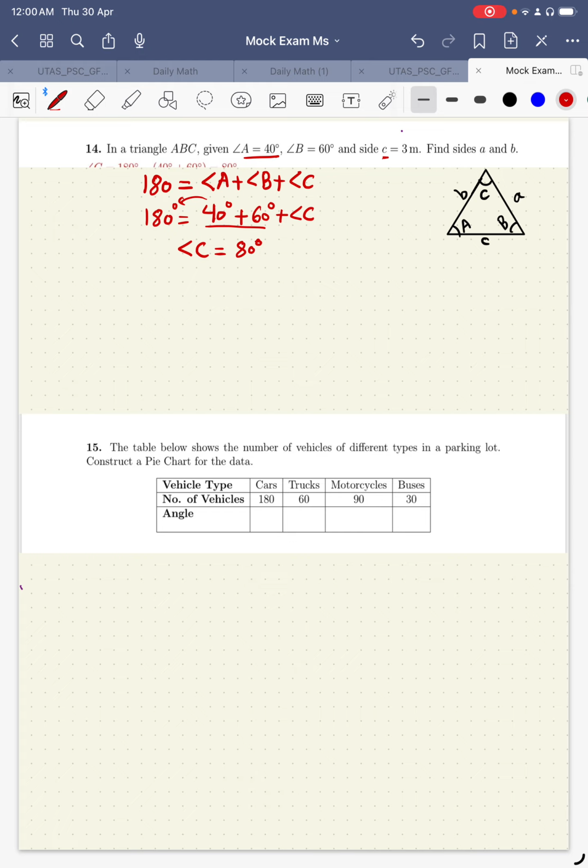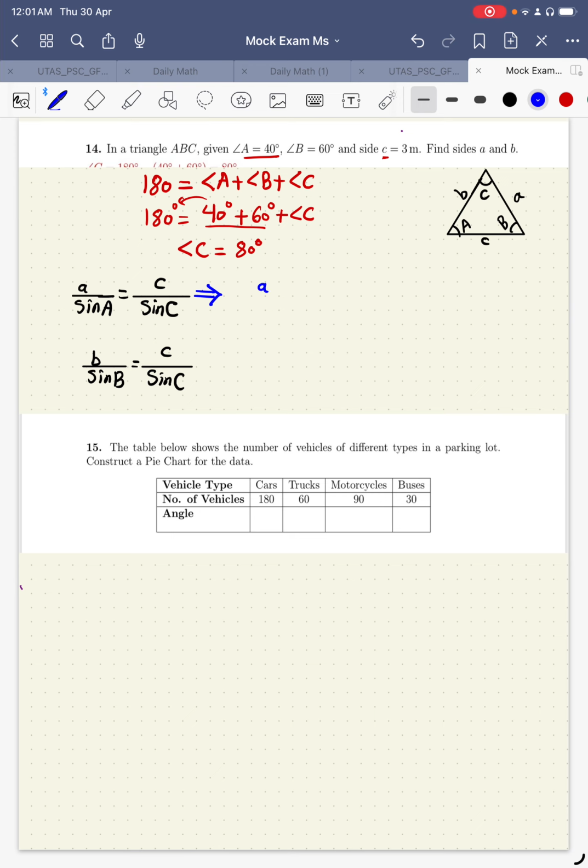Since I found my angle C, let me remind you of the sine law. If I have a over sine of capital A, it will be equal to small c over sine of capital C. Also, if I have small b divided by sine of capital B, it is also going to equal small c divided by sine of capital C.